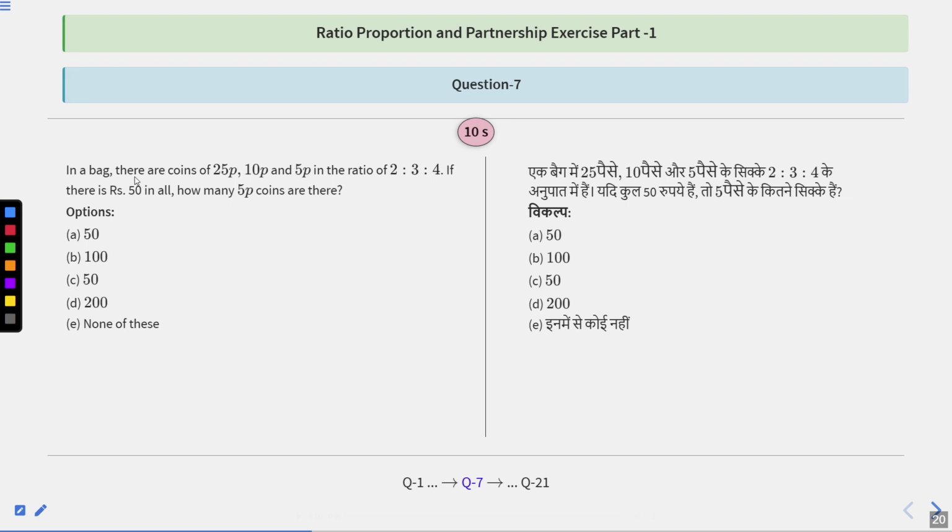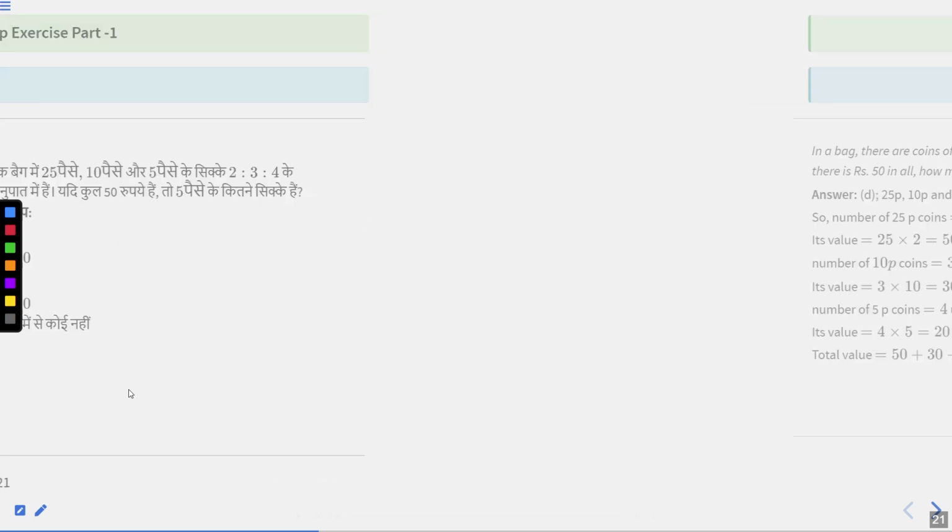Next one. In a bag there are coins of 25 paisa, 10 paisa and 5 paisa in the ratio 2:3:4. If there is 50 rupees in all, how many 5 paisa coins are there? You have 5 options and 10 seconds to analyze the question. Your time starts now. Now time's up. Let's see the solution.